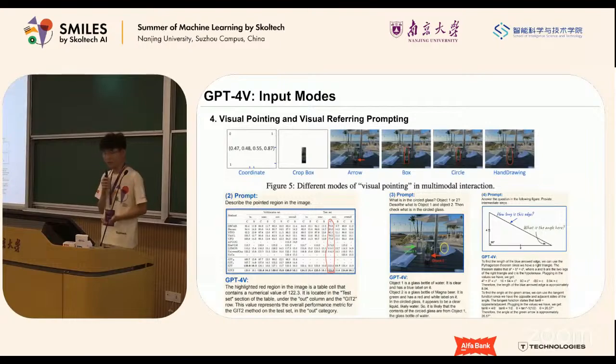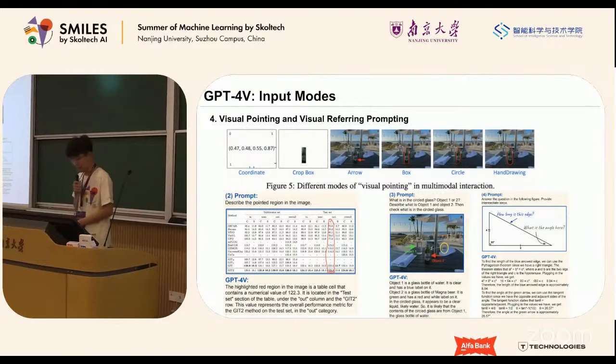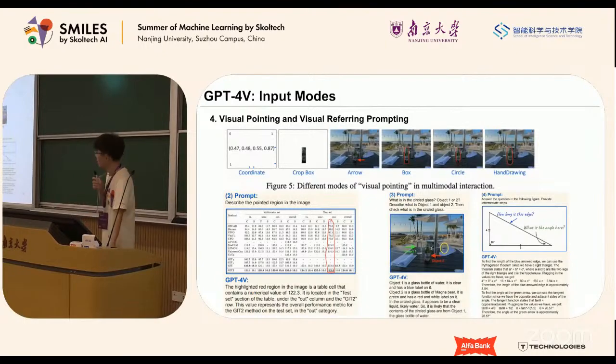In addition, GPT-4V and other multimodal LLMs support visual pointing and referring prompts. It can output coordinates, crop boxes, arrows, circles, and hand-drawn overlays to identify objects in an image or video. As shown in this example, it can locate scientific table columns and identify objects in a room. Also, it can solve geometry problems by reading annotated visual arrows and angles directly from an image.